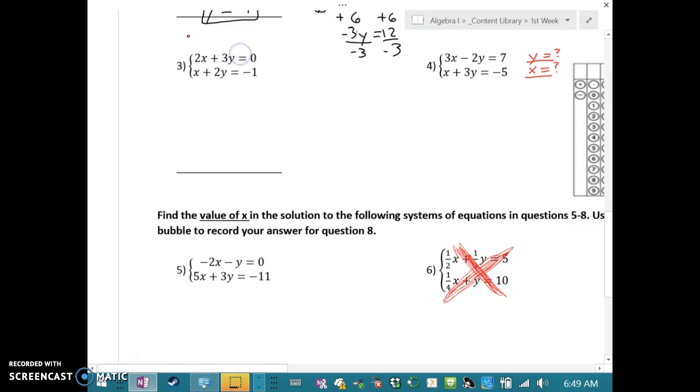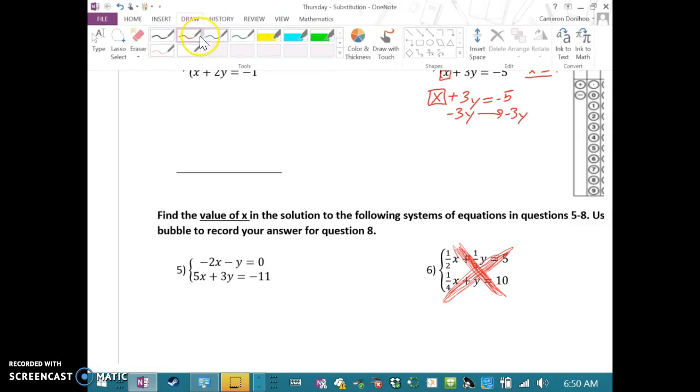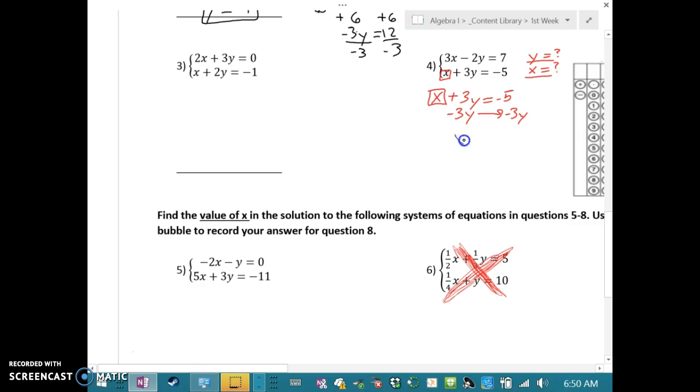I'm going to pick the easiest variable to solve for. That's going to be this x right here, because to solve for that x, all that I have to do is get this moved to the other side. It's adding, so I'm subtracting. And subtract that over, and then now I'm ready to substitute. All right, and now x is what's left over here: x equals negative 3y, minus 5.